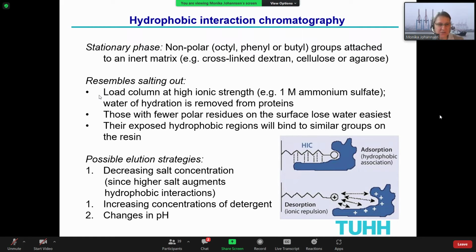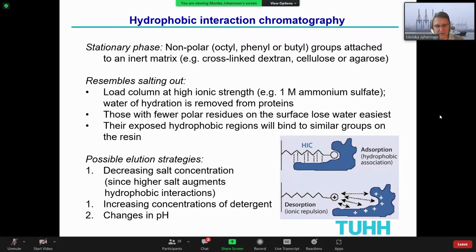And so what we do, we load the column at high ionic strength, with a high salt concentration in the buffer, so the water of hydration is removed from the proteins, and those with fewer polar residues on the surface will lose their water easiest, and their exposed hydrophobic regions will then bind to similar groups on the resin. And for the elution strategies, we can decrease the salt concentration.